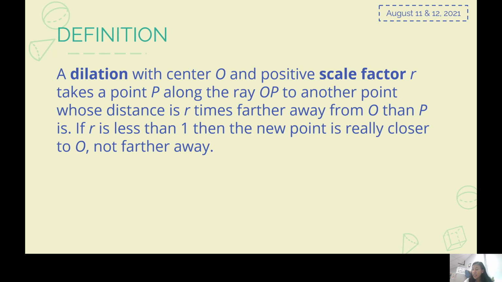So first things first, a dilation just means that we are making it proportionally bigger or smaller. So we're making the shape proportionally bigger or smaller. Scale factor refers to that quantity that tells us exactly how much smaller or bigger to make it. So with our scale factor, what we want to do is multiply that by the original length to give us the new length. So the scale factor R is that number that we're going to be multiplying the sides of the shape by. And then the last thing that this definition tells us is that if R is less than 1, then the new point is going to be closer to O. That means it's shrinking. Whereas if R is greater than 1, then the new point is going to be farther away. The shape is getting bigger.